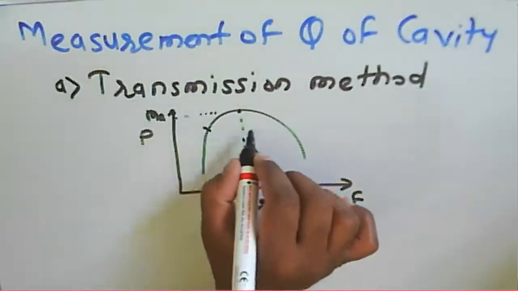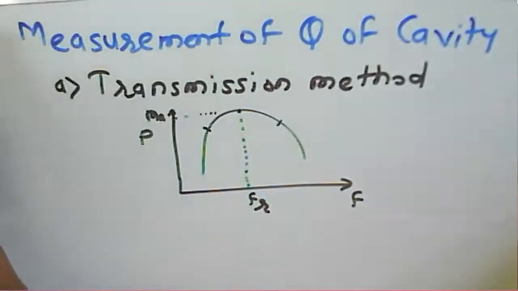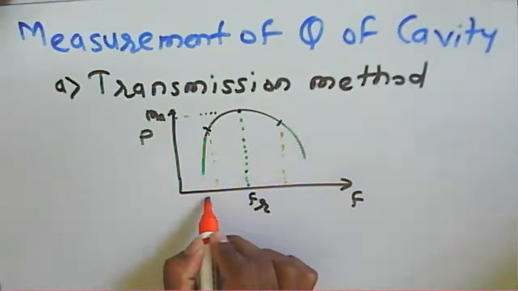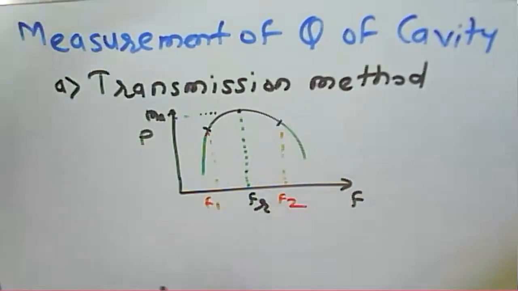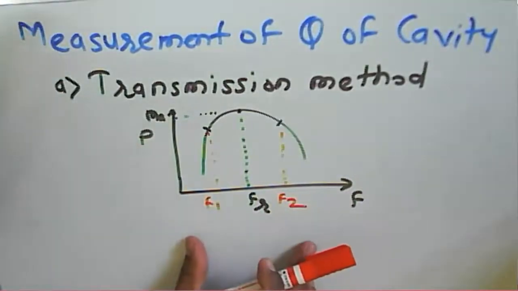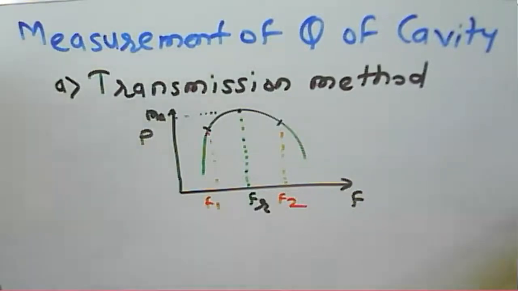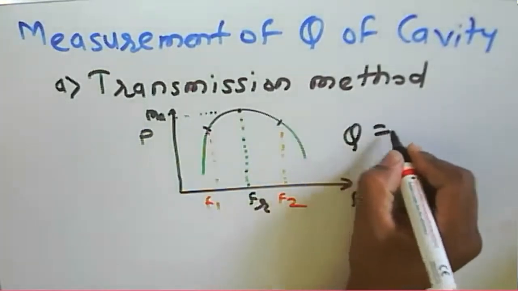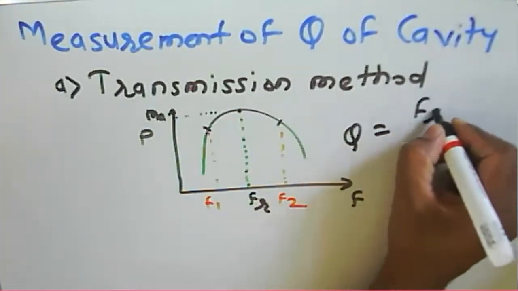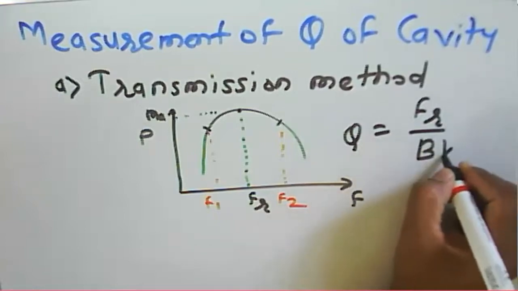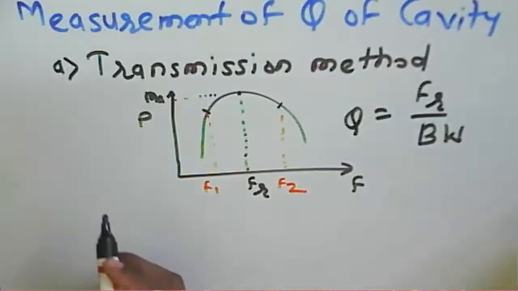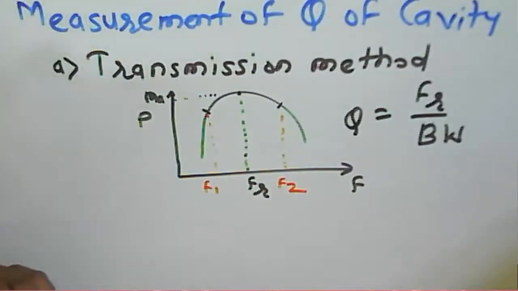From this, we find the 3 dB point, the half power point, so that we get F1 and F2. Through F1 and F2, we calculate the bandwidth, so that we are able to calculate the Q of a cavity. So what is the Q of a cavity? Q of a cavity is nothing but the resonating frequency with respect to the bandwidth. So we get the Q of a cavity through the transmission method.